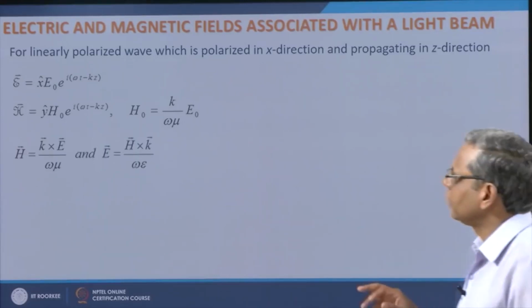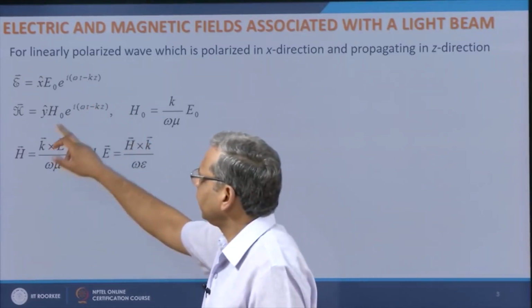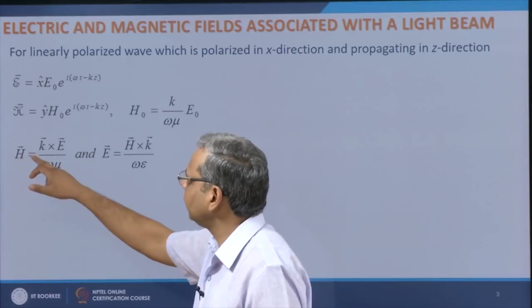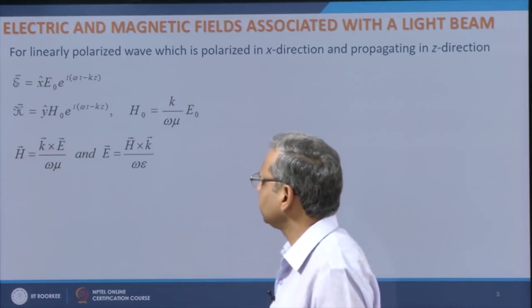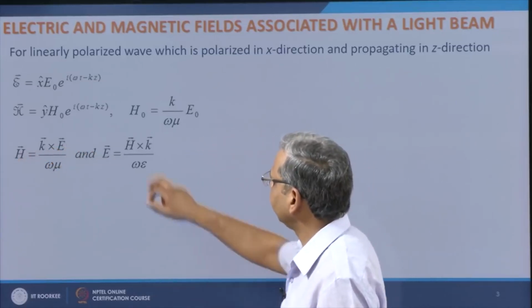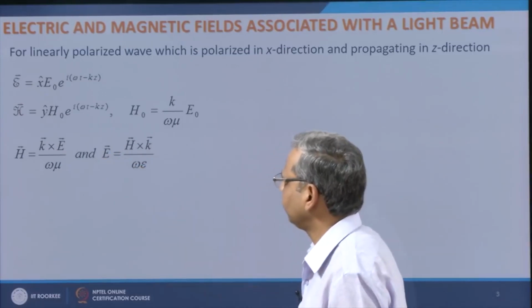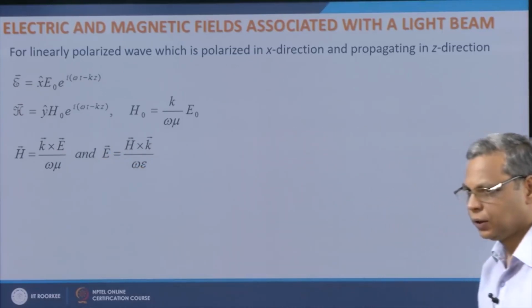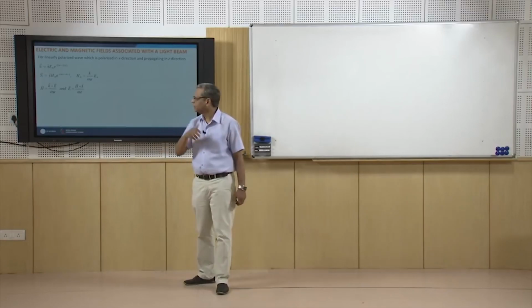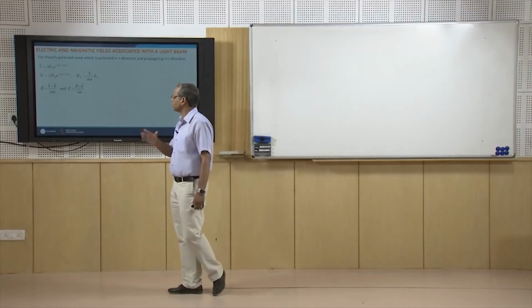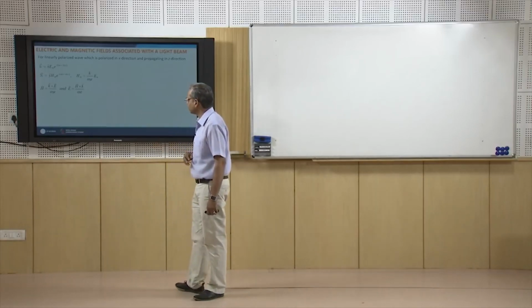If I have electric field, then I can find out magnetic field from this expression, and if I have magnetic field, I can find out electric field by this expression. So, if I know one, the other can be found out because they are interrelated.